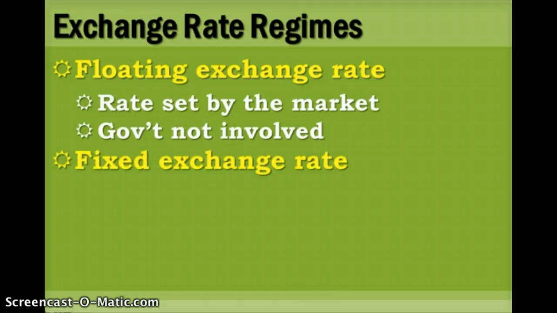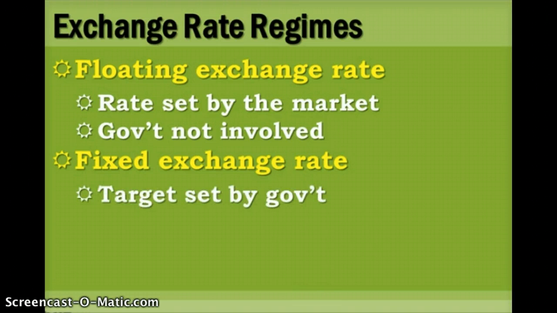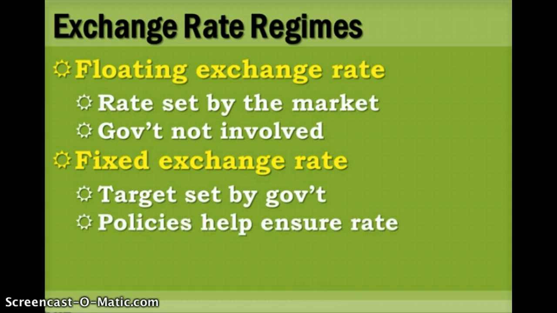The other option is what's called a fixed exchange rate, where you peg your exchange rate. In that case, there is a target set by the government. So the government determines that the exchange rate should be $2 for every euro, or whatever the target is that they decide. And then they will intervene in the market to make sure that target price is always met. There are a variety of policies that governments can pursue to get the exchange rate that they think is most desirable.